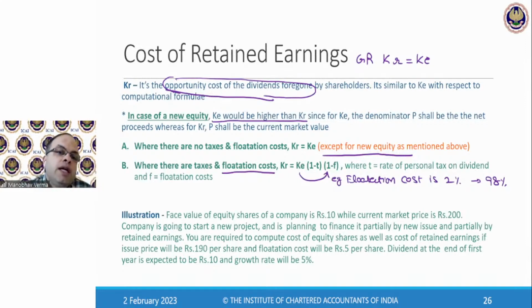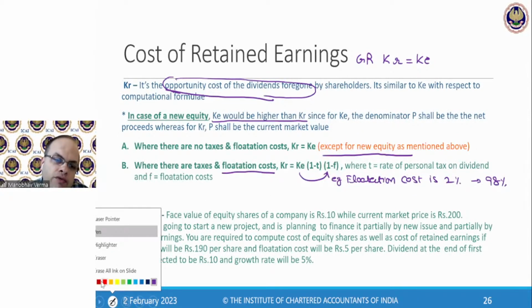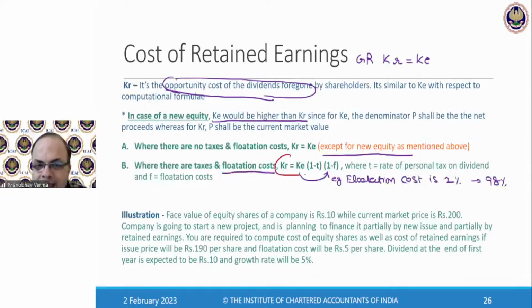So if the question gives you the taxes and flotation cost both, then make sure you remember the formula for cost of retained earnings, that is cost of equity into 1 minus t into 1 minus f. We need to know the logic. Why are we doing 1 minus t? Because the investors would have paid tax had that been distributed. Why 1 minus f? Because the net proceeds would have been less if the flotation costs are there.